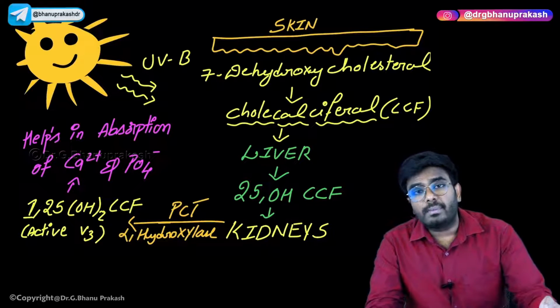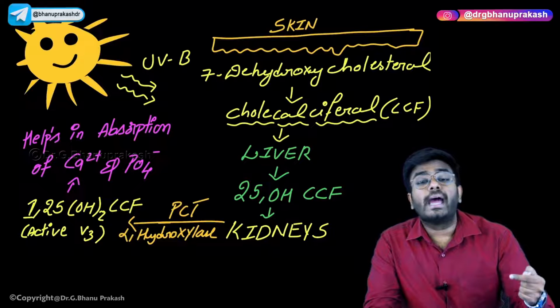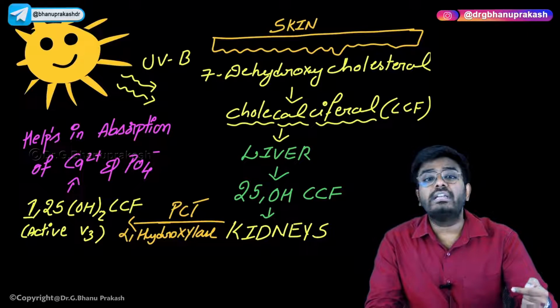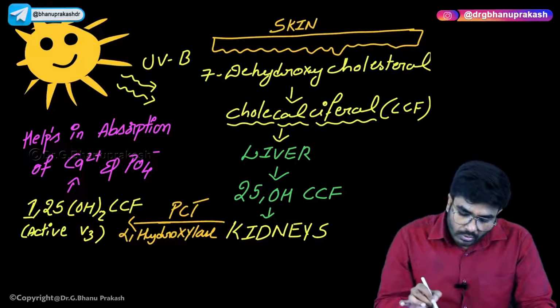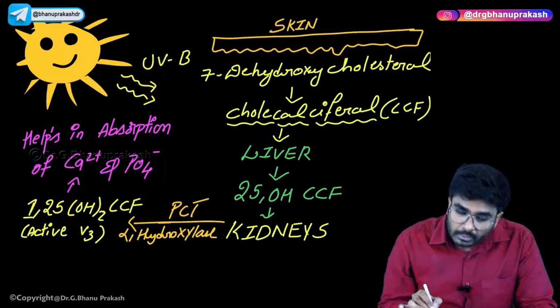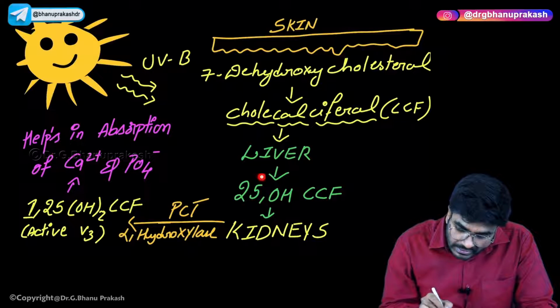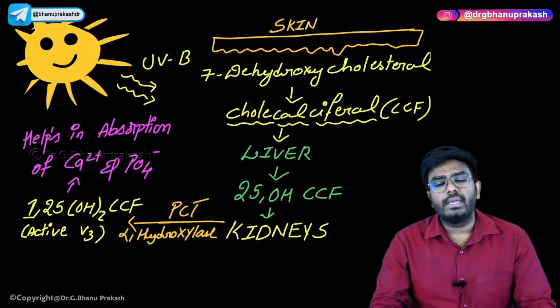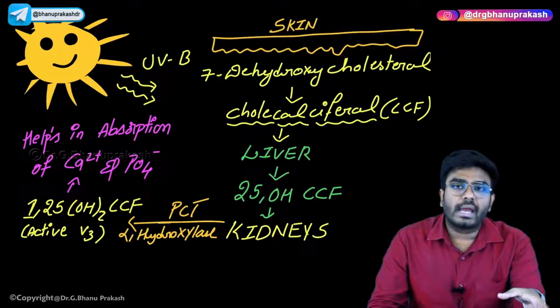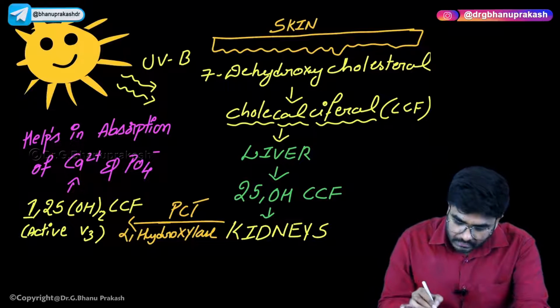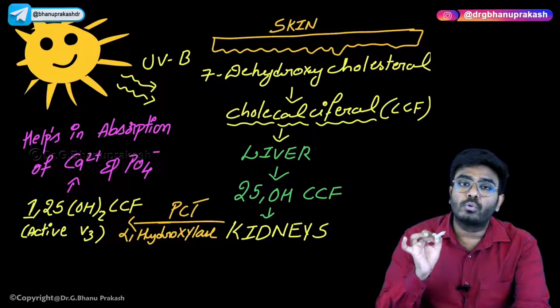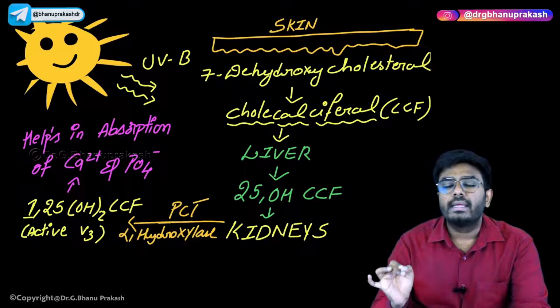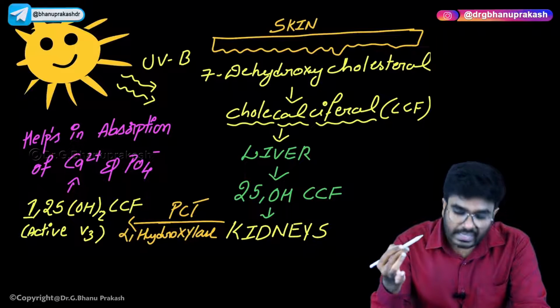Now for the first time this cholecalciferol is going to be hydroxylated on the 25th carbon position. So now this cholecalciferol is going to be converted into 25 hydroxy cholecalciferol. Okay, so on the 25th carbon position hydroxylation is going to happen. So that's why we kept the hydroxy group. So 25 hydroxy cholecalciferol is now there in the liver.